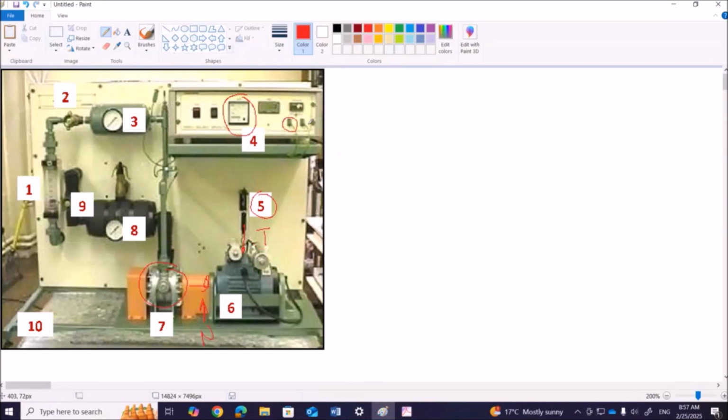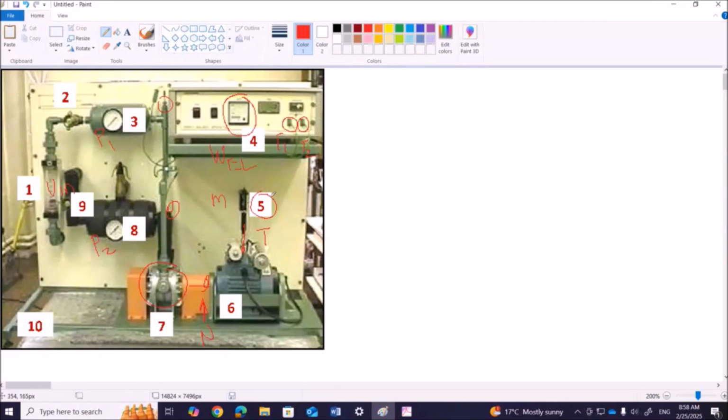This is a thermocouple. There are two thermocouples. One is for inlet and one is for outlet. It is used to measure T1 and T2. Here we can measure the electric power, WEL. Here we measure V in. Here we measure P2. Here we measure P1. And here we measure mass.